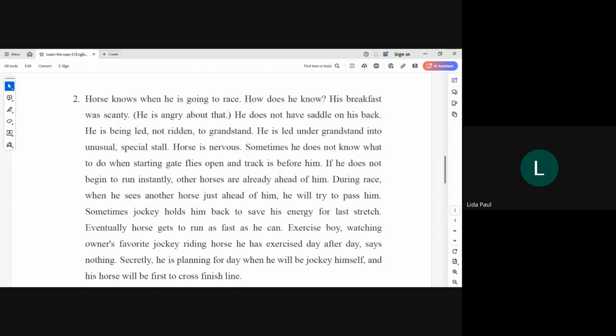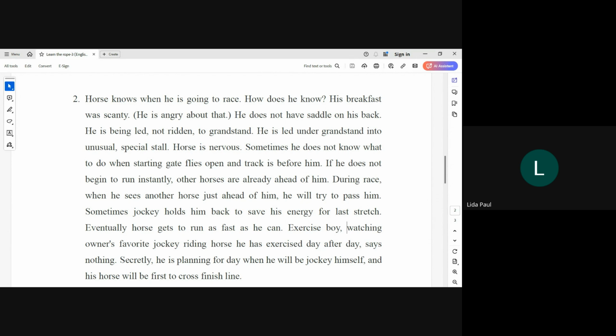He says nothing. See, basically, this sentence is only this much. The exercise boy says nothing. But it has been intervened by this long clause here, watching the owner's favorite jockey riding the horse, he has exercised day after day. Right? So the exercise boy watching the owner's favorite jockey riding the horse he has exercised day after day says nothing. Okay. Now, last one.